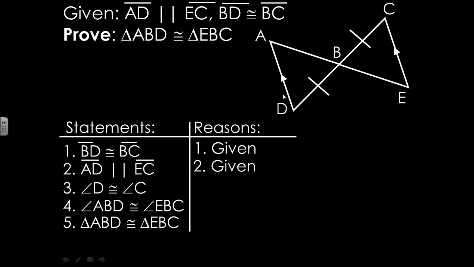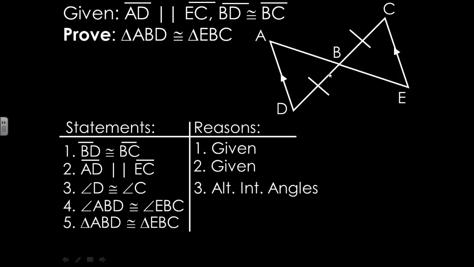As a good math detective, math lawyer, you've got to be able to figure out what other things I can pull from the evidence that was given to me. Now we already see up here in statement 3 is angle D is congruent to angle C. How do we know that is true? Well, since we've got parallel lines, we know that those are alternate interior angles.